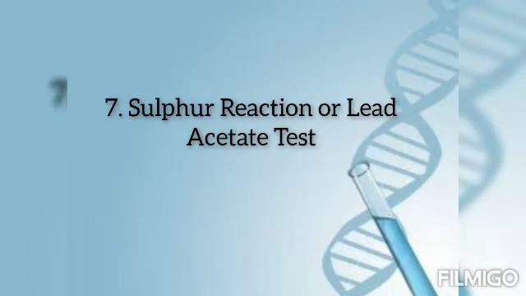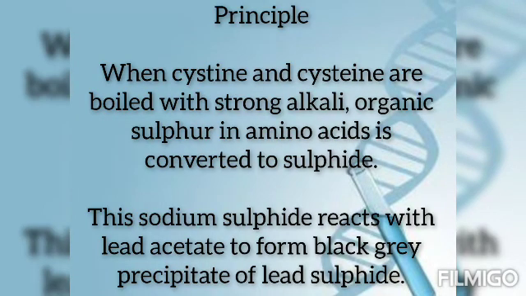Next is sulfur reaction or lead acetate test. Principle: when cysteine and cystine are boiled with strong alkali, organic sulfur in the amino acid is converted to sulfide. This sodium sulfide reacts with lead acetate to form a black-gray precipitate of lead sulfide.